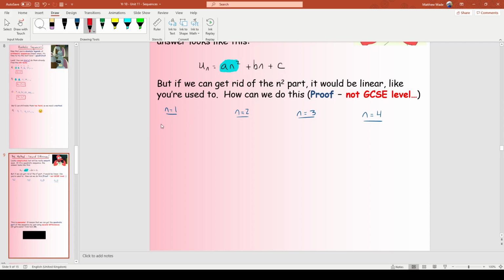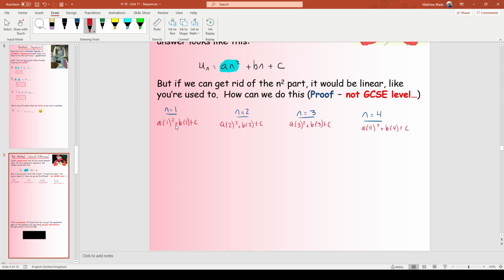So this would be a times 1 squared plus b times 1 plus c. Cool? Because I just put in 1 for n. Now this one here, similarly, would be a times 2 squared plus b times 2 plus c. This one here would become a times 3 squared plus b times 3 plus c. And this one here would be a times 4 squared plus b times 4 plus c. Told you it was complicated, but watch, something cool happens.